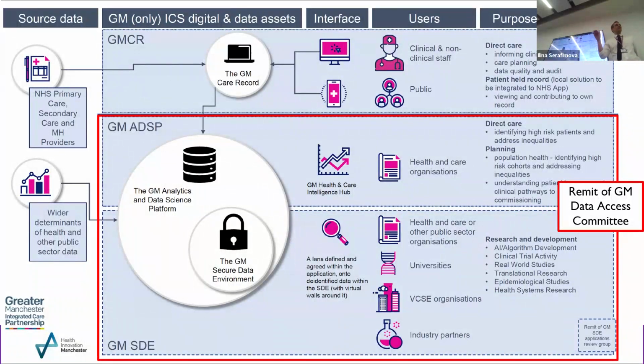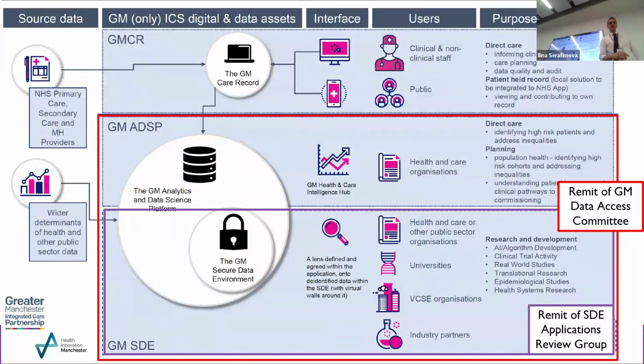And that is the level where data are de-identified for planning purposes. And then the bottom layer is the GM secure data environment. The remit of the Data Access Committee is to approve applications for planning purposes and for research purposes. And the remit of the Applications Review Group is solely for the research applications.